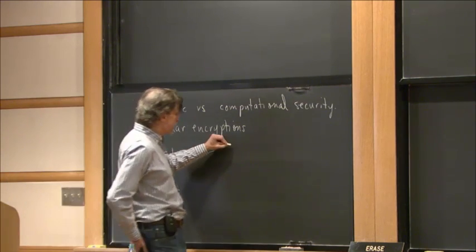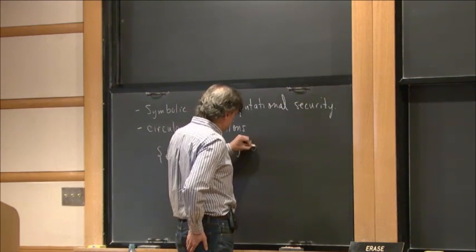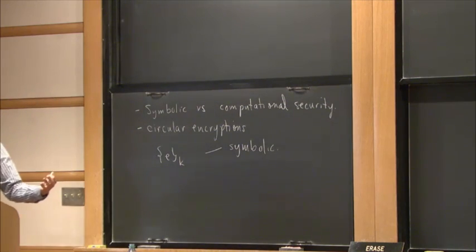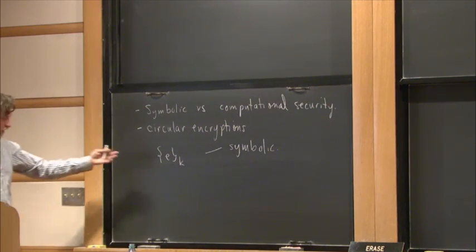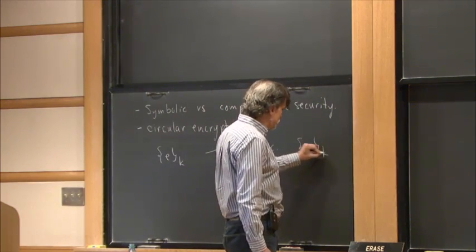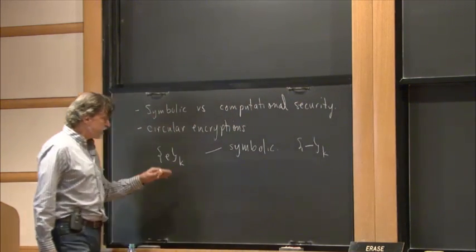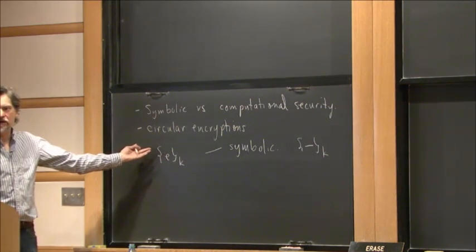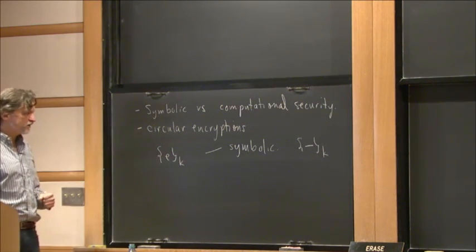So in the symbolic setting, we sort of treat this as some kind of atomic operation. And our way of thinking about that is that really, when we encrypt an expression under a key K, it basically erases all the information that's present in this expression.